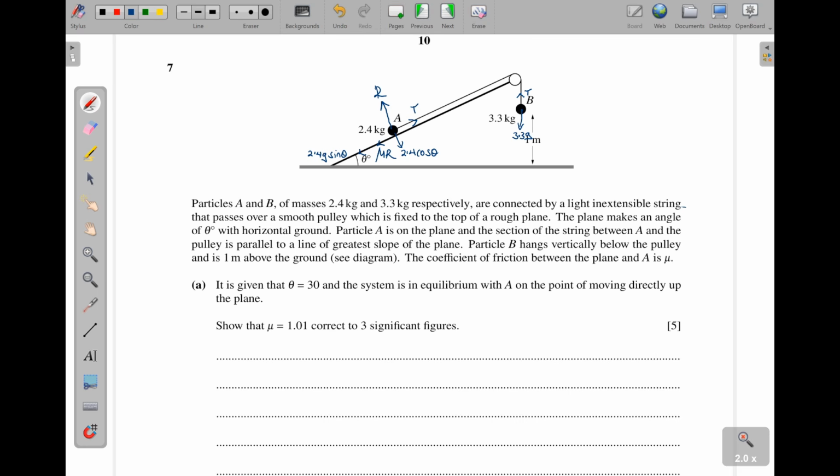Now, we are going to look at these forces in particular. Since it is in equilibrium and we don't have vertical motion perpendicular to the plane, R is going to be equal to 2.4 cosine of theta, but theta is given as 30 degrees. That is root 3 over 2, so 2.4 times root 3 over 2. This one here will give me 1.2 root 3. I can leave it there.